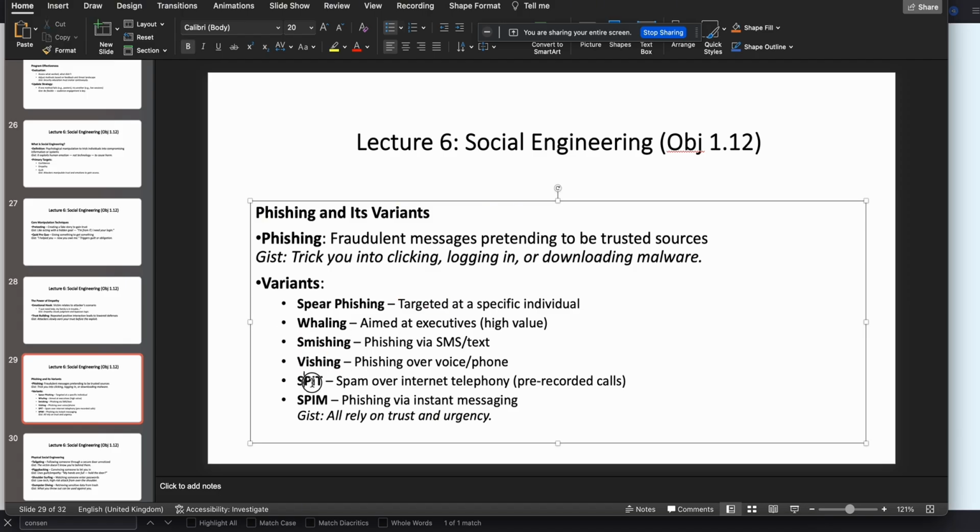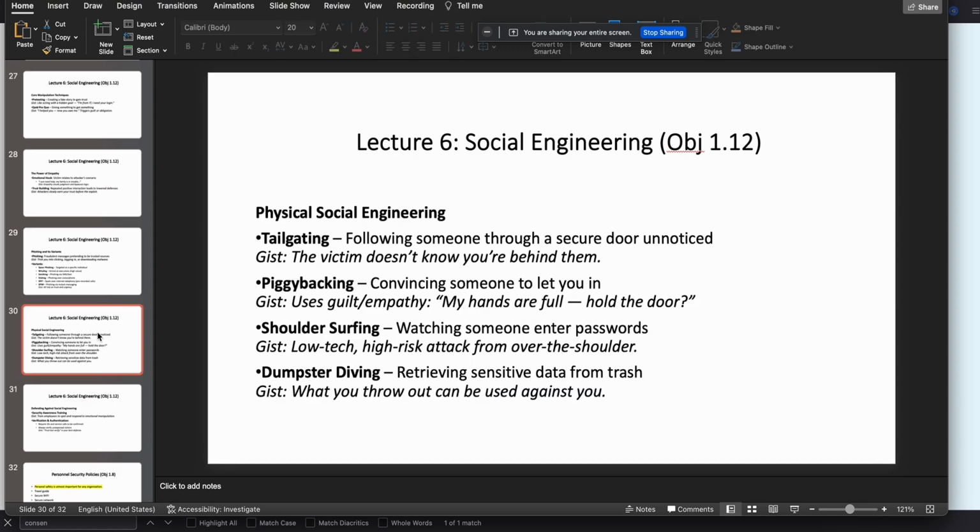Spit is spam over internet telephony, pre-recorded calls. Sometimes I get calls: "Okay, I'm calling from TikTok HR. If you want to get a job, send a message on WhatsApp." So this is called spam over internet telephony, pre-recorded calls. Spim is phishing via instant messaging. By any instant messaging, they send this information. Social engineering attack.